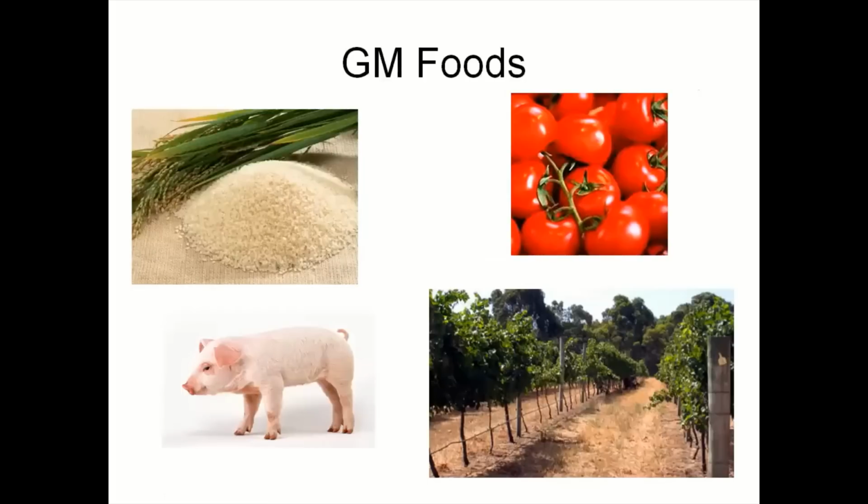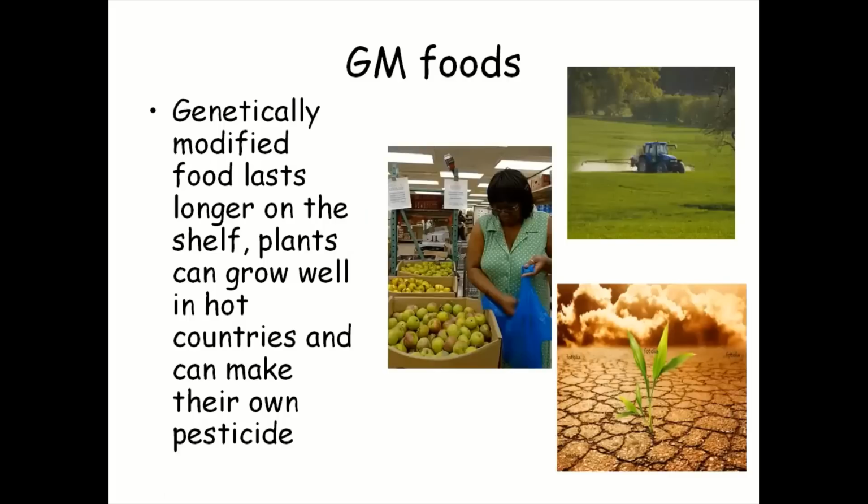GM here stands for genetically modified. Genetic engineering can be done on all different types of organisms, from plants to animals and even bacteria. Genetically modified food lasts longer on the shelf. Plants can grow well in hot countries and can make their own pesticides.